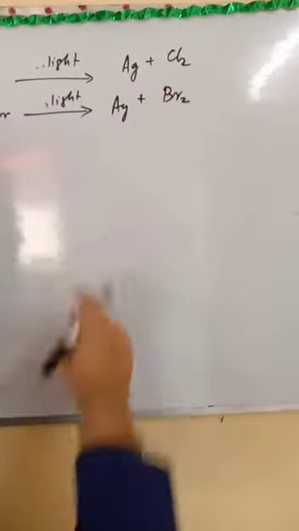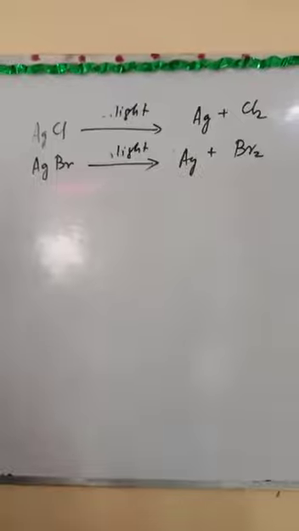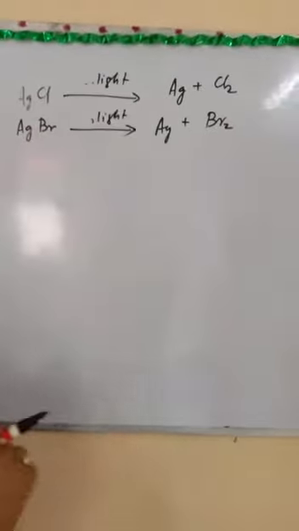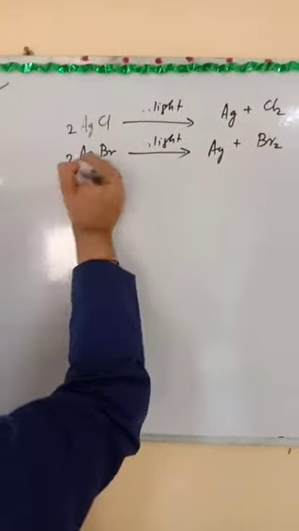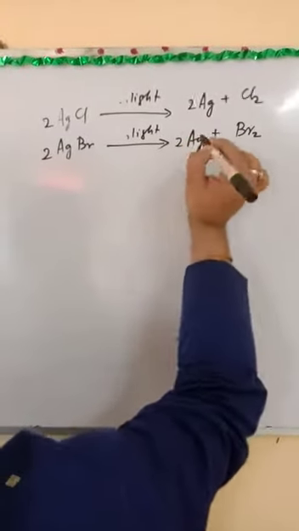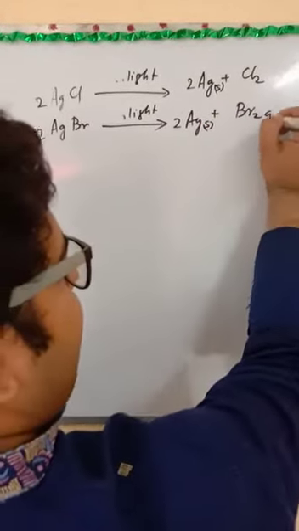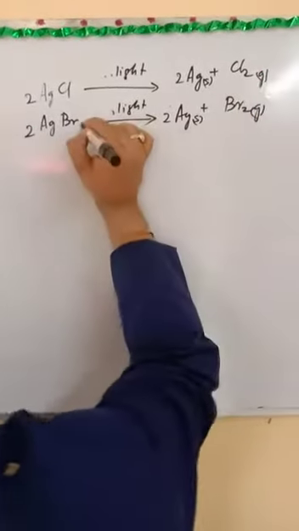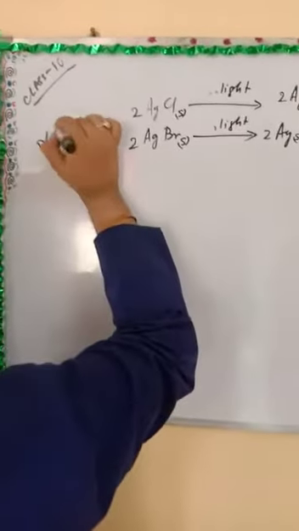Now how does it happen in the camera? There was a shutter, the shutter used to open, light used to come in, and accordingly, due to the light and the darkness effect, the photo has been framed. Just balancing the equation, put a 2 here, put a 2 here, 2, 2, it is balanced. It is solid, these are gases, and these are again solids.